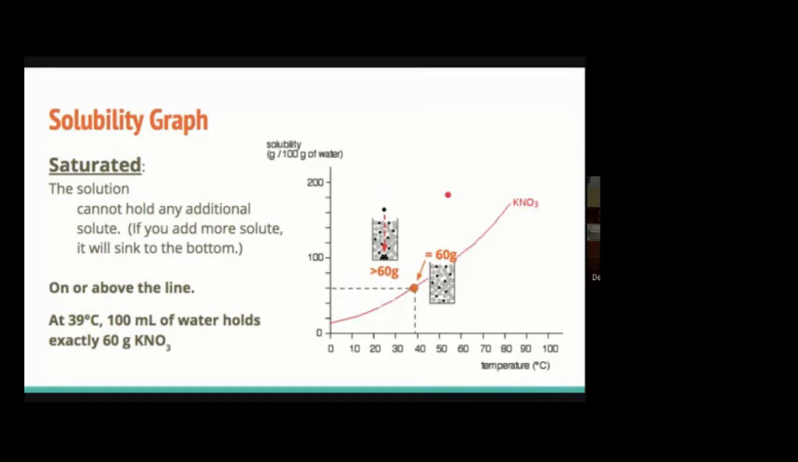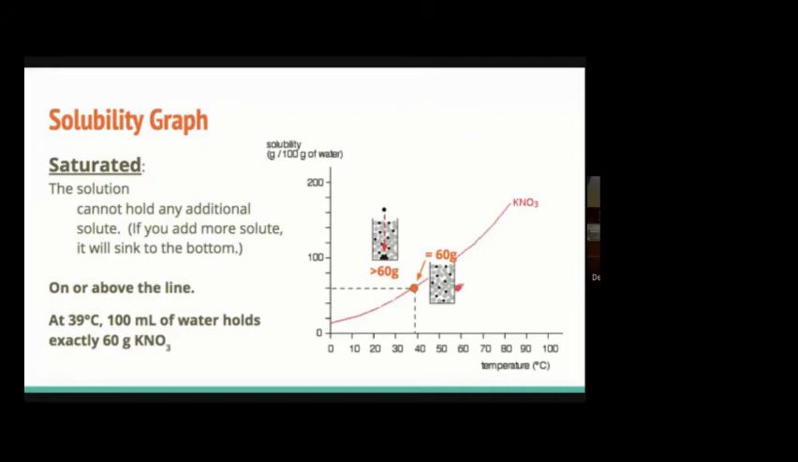All right, so let's start with saturated. On this graph, if we look at just the potassium nitrate at 39 degrees Celsius, it looks like exactly 60 grams of potassium nitrate will dissolve in 100 grams of water at 39 degrees Celsius. All right, exactly 60. This is what it looks like. It looks like everything's dissolved. Potassium nitrate is a white crystal, so it looks like water at this point.